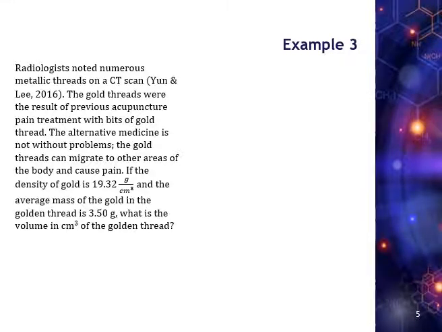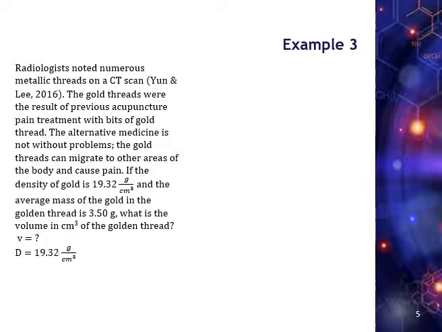Radiologists noted numerous metallic threads on a CT scan. The gold threads were the result of previous acupuncture pain treatment with bits of gold thread. The alternative medicine is not without problems. The gold threads can migrate to other areas of the body and cause pain. If the density of gold is 19.32 grams per cubic centimeter and the average mass of the golden thread is 3.50 grams, what is the volume in cubic centimeters of the golden thread?